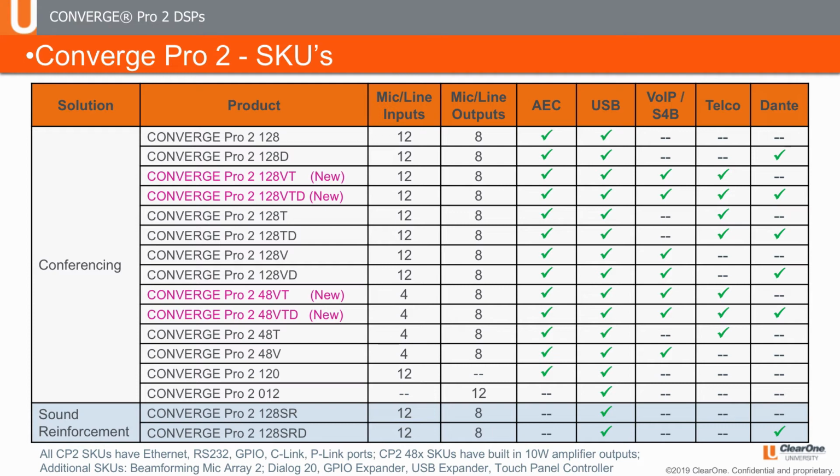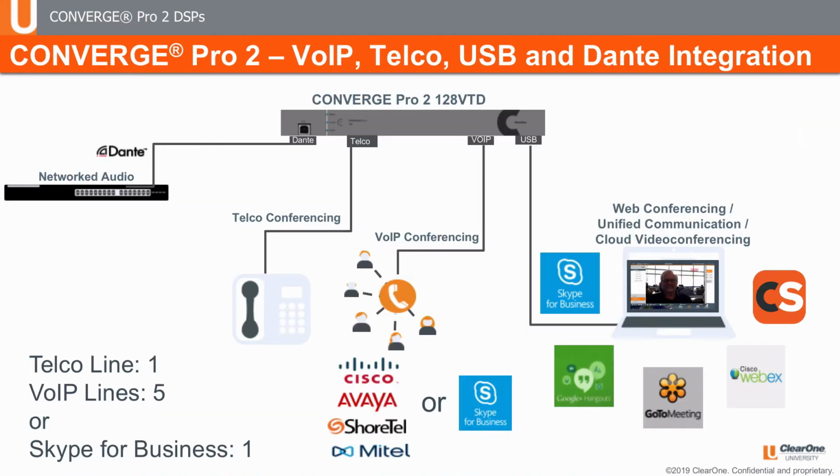Here's the full lineup for the CP2 DSPs. The top 14 models all support acoustic echo cancellation for conferencing. The bottom 2 models are DSPs without AEC, VoIP, or Telco, since they are for sound reinforcement purposes. Here we see a good picture showing the built-in integration of each DSP with Dante, Telco, VoIP, and USB for web conferencing, or just adding stereo audio. The VoIP port can support up to 5 separate VoIP connections. Think 5 different rooms, each supporting from 2 to 5 concurrent calls depending on how many of the VoIP lines are actually used.